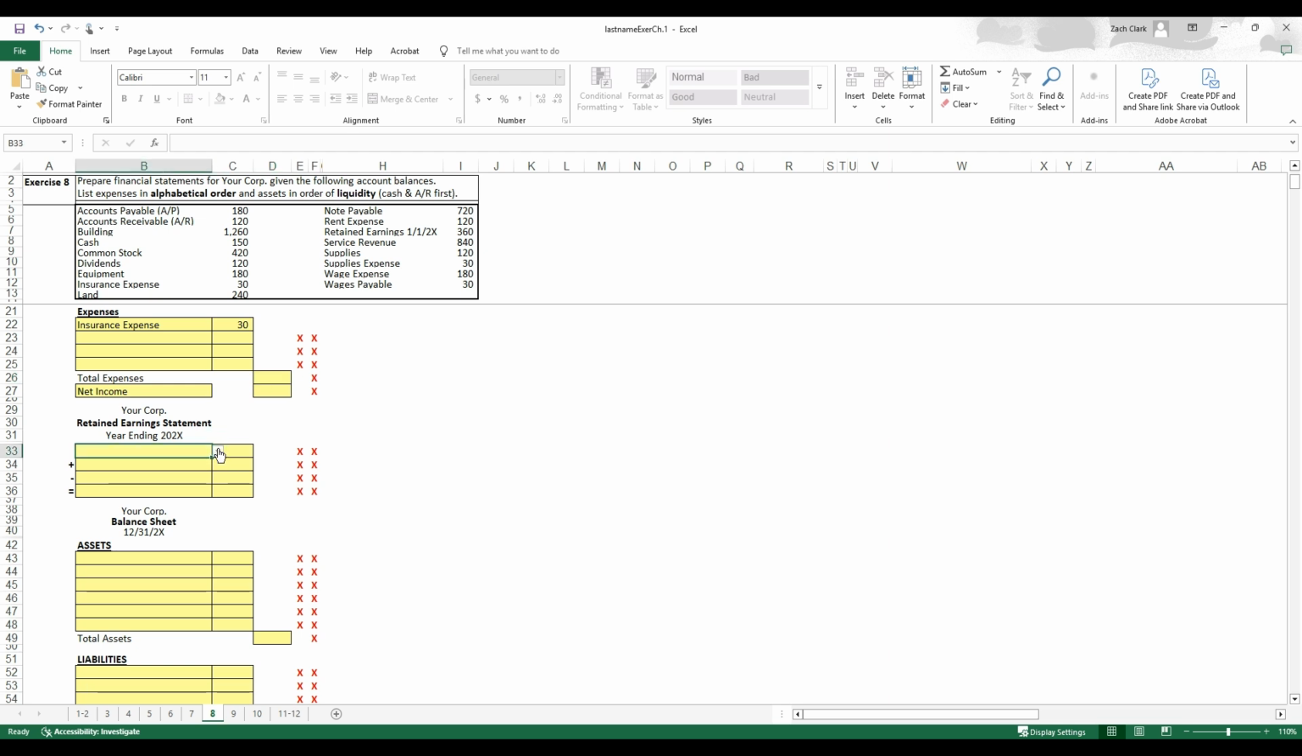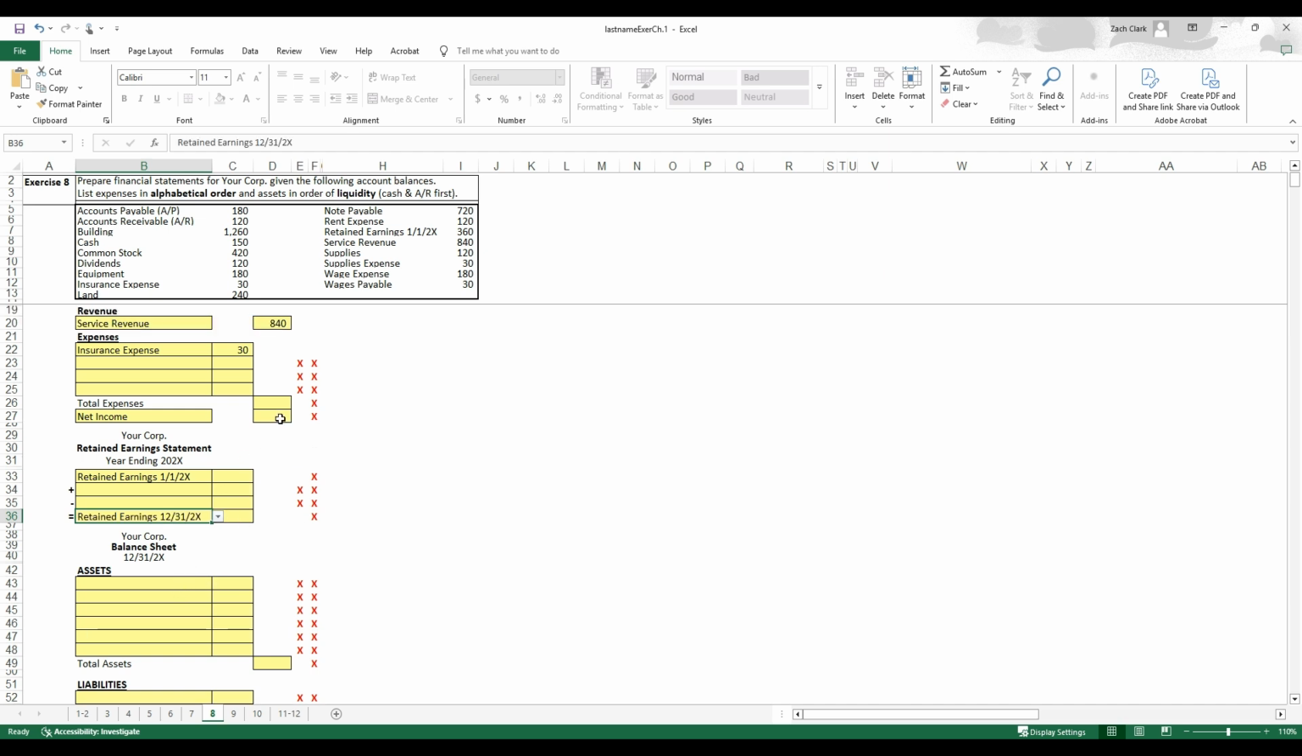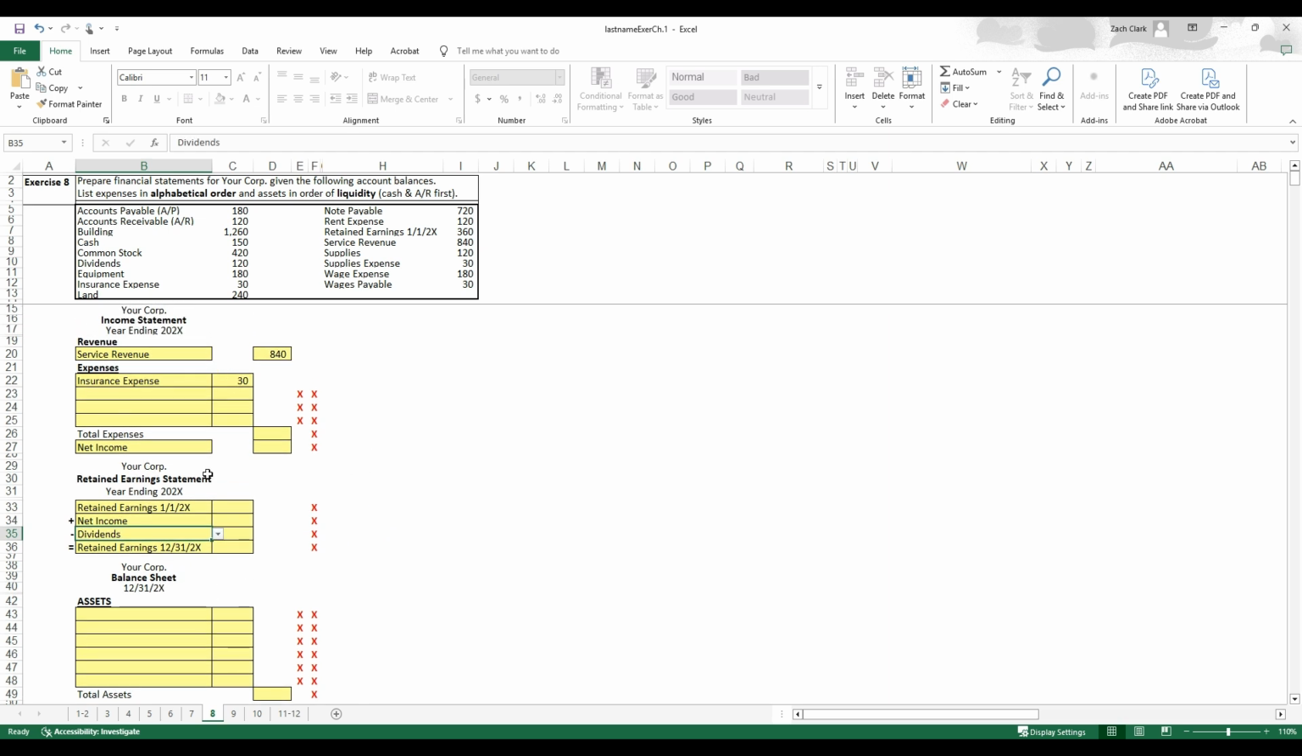And then for our retained earnings statement, we're going to want to go through and have our beginning balance of retained earnings. And what we're doing in this statement is trying to arrive at the ending balance as well. And then we're going to add in our net income and subtract out our dividends. You'll have calculated net income, and you'll just want to bring that down to the statement here.